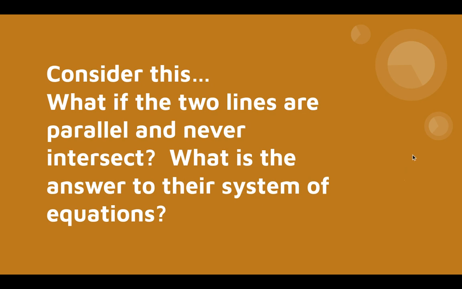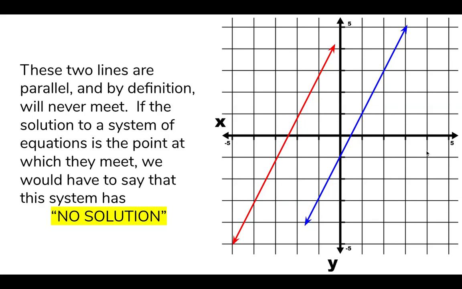Now, one little thing. Something I want you to consider. What if the two lines are parallel and they never intersect? What is the answer to their system of equations? So when we're doing this, you have to realize that sometimes we deal with values that are parallel. We've seen parallel lines, and by definition, a parallel line is not going to touch or intersect. So here's our demonstration. It has no solution.